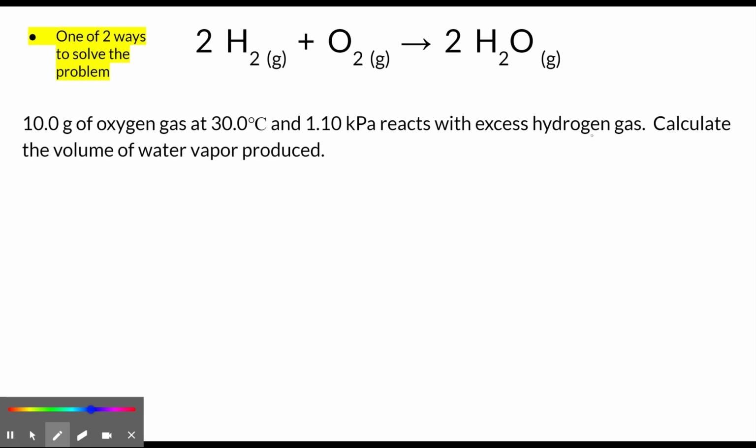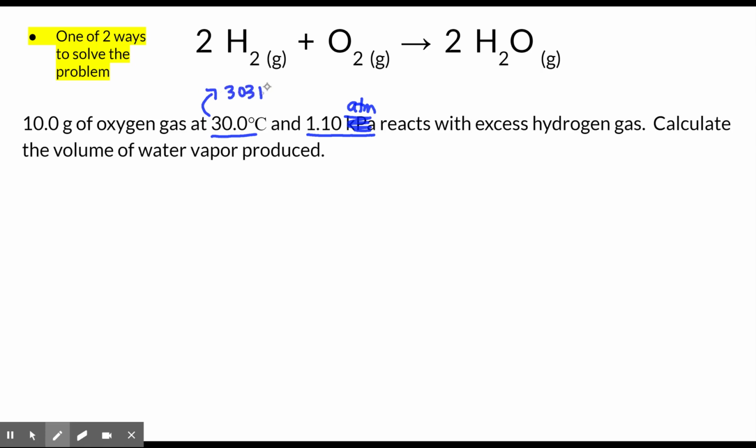Okay, so we have 10 grams of oxygen gas. It's at 30 degrees Celsius, 1.10 ATM. Sorry about that, I previously said kPa, but that should be ATM. We're going to calculate the volume of water vapor produced. Right away, you should note this is not STP conditions, since that would be 273 K and 1 ATM, and we're not at either of those conditions. Right away, we can convert this temperature to Kelvin, so that would be 273 plus 30, which is 303 K.